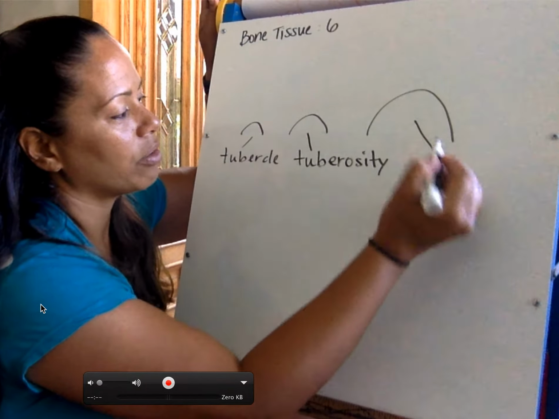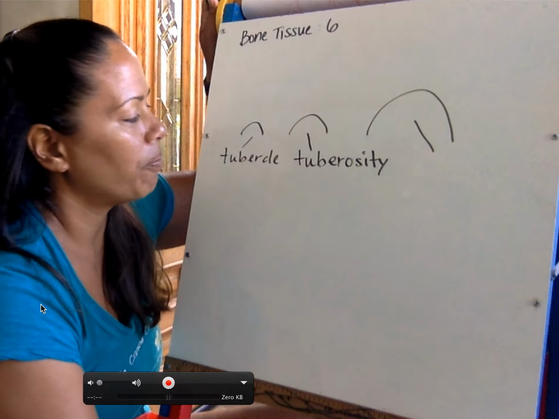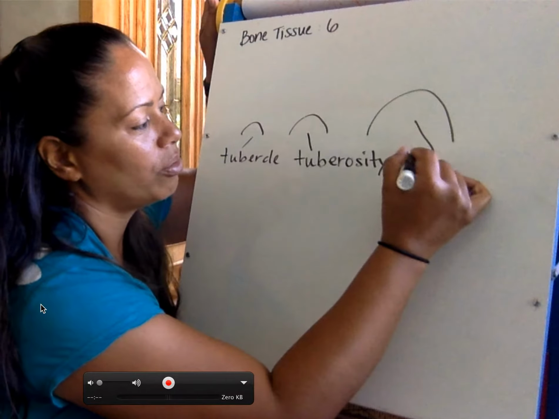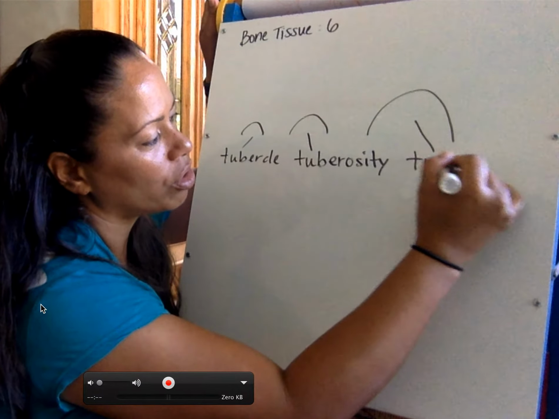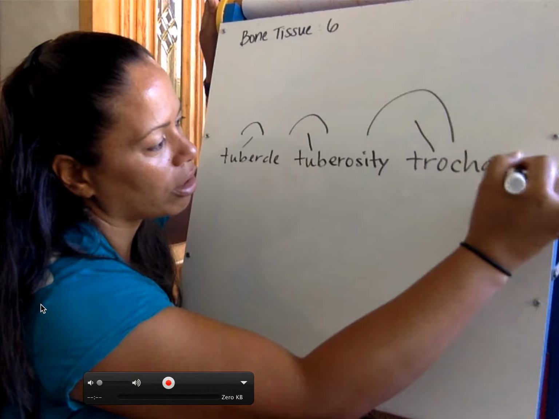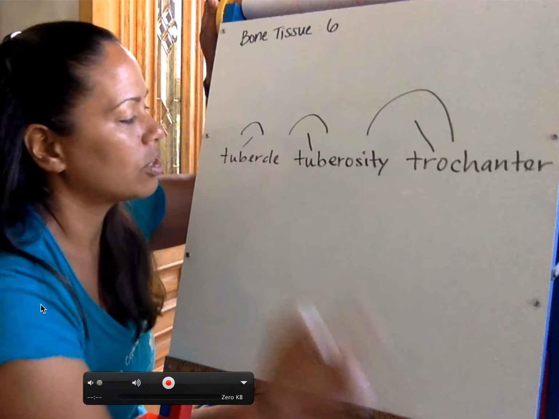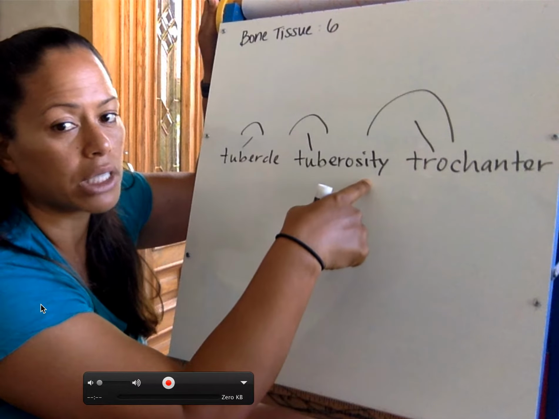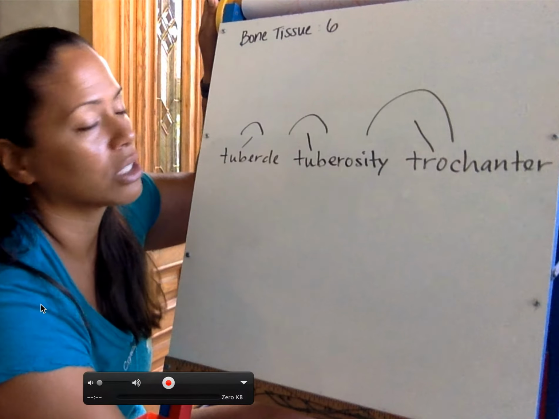And then we have the really large ones, right? So when you're large, people kind of want to trocan at you, right? So we trocan at her. We trochant her. So small bump, tubercle. Medium bump, tuberosity, dude. And then trochanter is the largest bump.